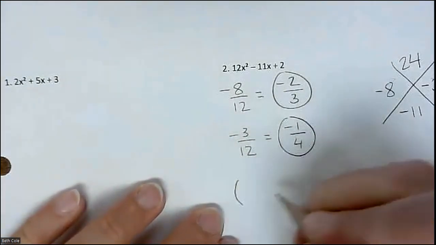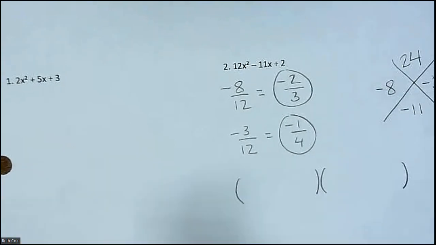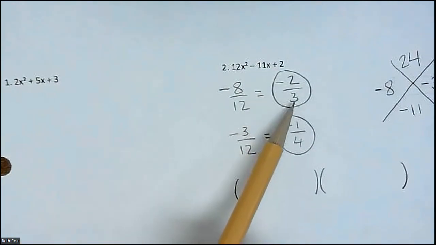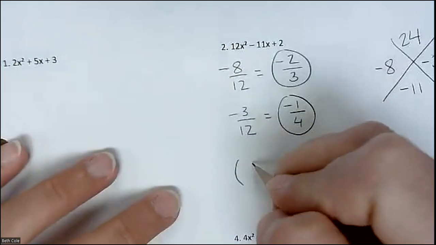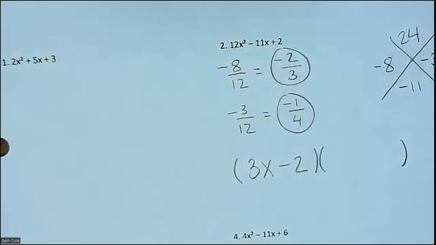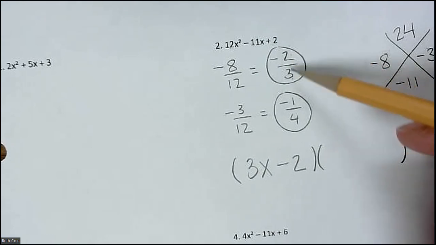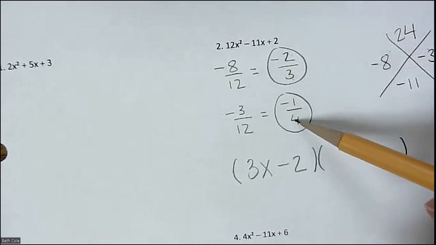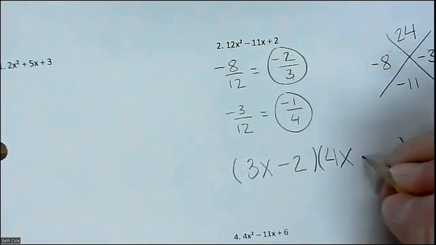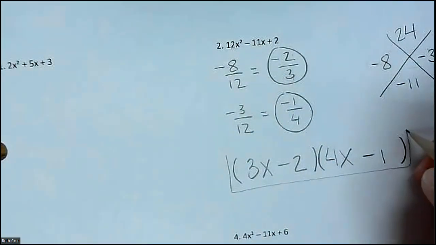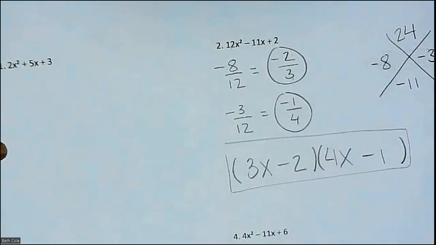So draw your 2 sets of parentheses. Your first fraction, which number is the denominator? 3. So it's going to be 3x minus 2 goes in that one. Do you see how I got 3x and -2? All right. And then the other one's going to be 4x minus 1. And that is your answer. That's easy. It's not that hard, but there are more steps than the maze you just practiced, okay?